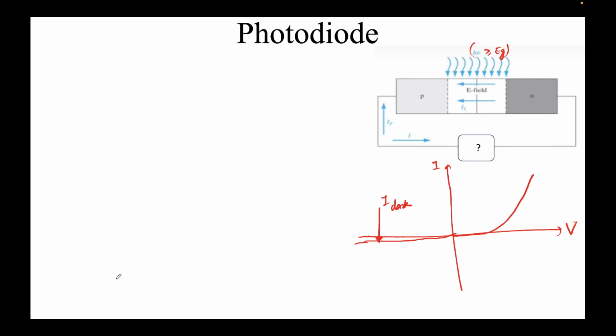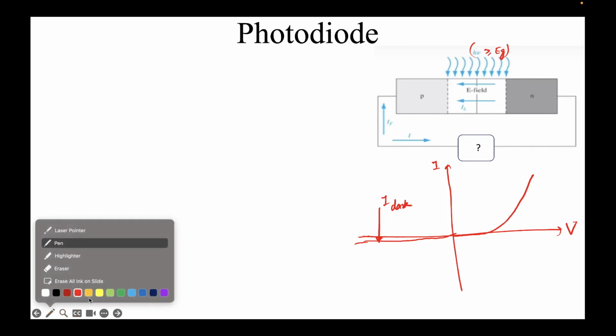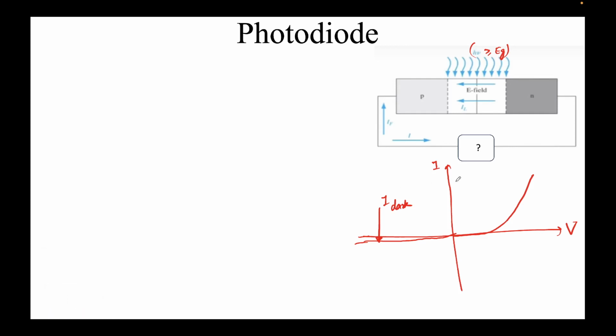Now I'm shining some light. Let's say light intensity is not too much, it's moderate. So what's going to happen is that the current will increase, right? Because the current due to shining of light, the electron hole pairs which have been generated, now they can flow in this circuit.